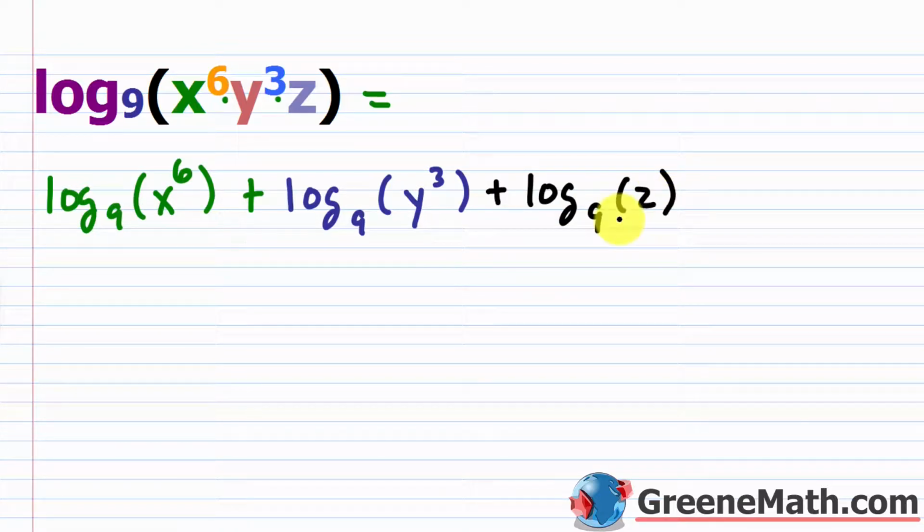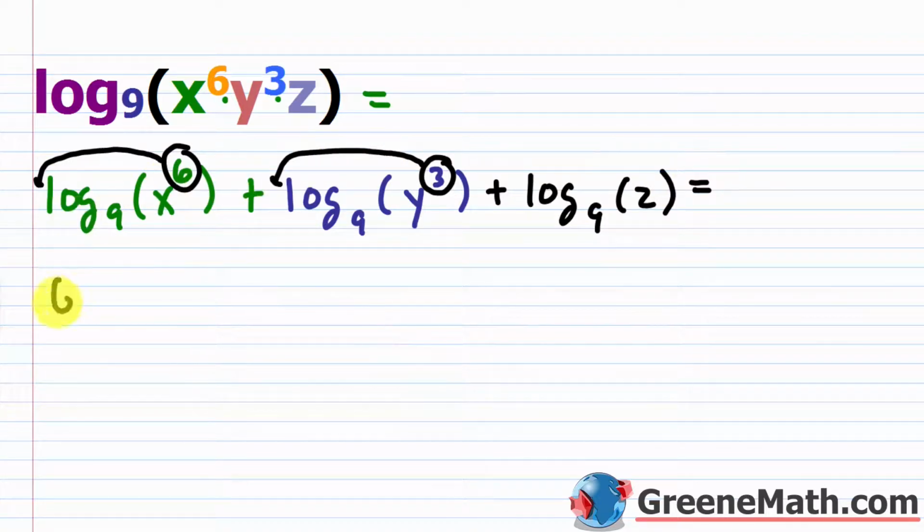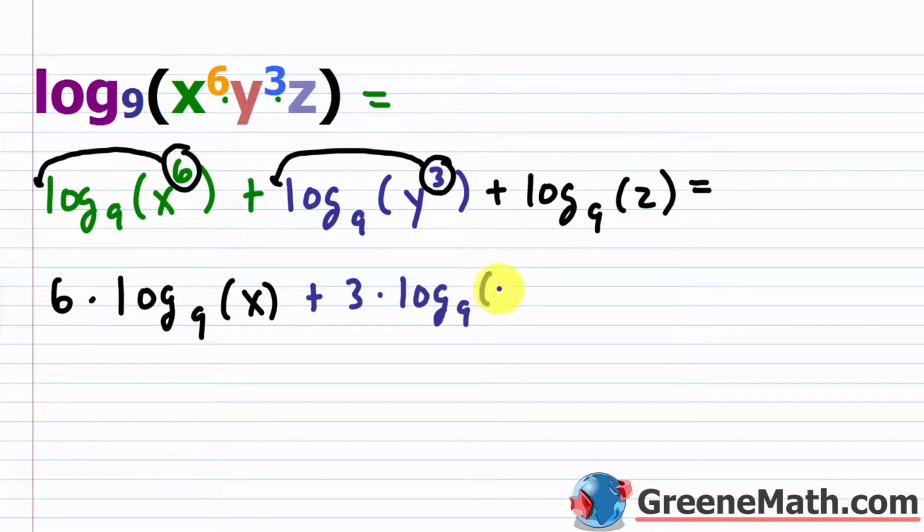So that's pretty simple. The only thing you want to do in addition to this, if you have these powers here, you want to bring them out in front if you're expanding. So let's go ahead and do that real quick. I'm going to have 6 times log base 9 of x, plus my 3 is coming out in front, so 3 times log base 9 of y, then plus I just have my log base 9 of z. So log base 9 of x to the 6th power times y cubed times z turns into 6 times log base 9 of x plus 3 times log base 9 of y plus log base 9 of z.